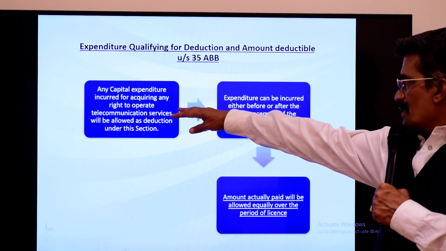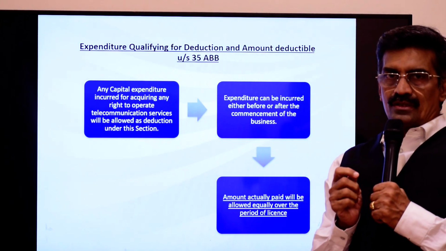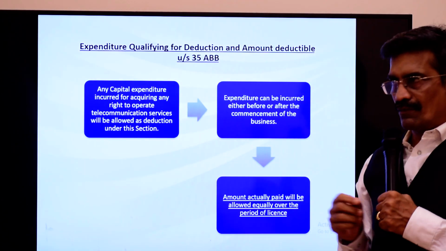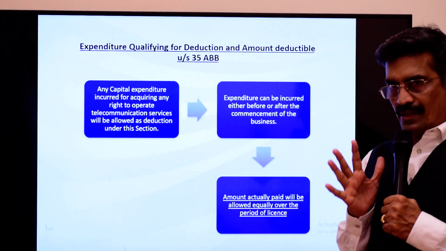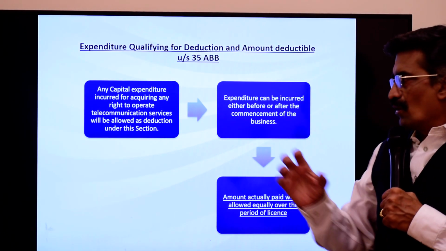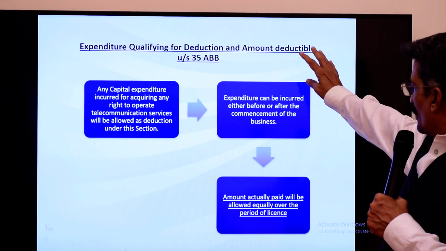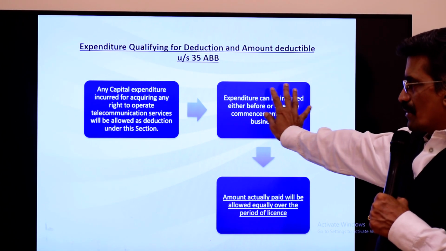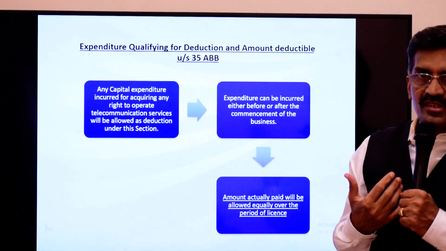So any capital expenditure incurred for acquiring any right to operate telecommunication services will be allowed as deduction. Therefore, 35A is available for capital expenditure incurred on acquiring a right to operate. So what are the expenditure? The expenditure can be incurred either before the commencement or after the commencement.